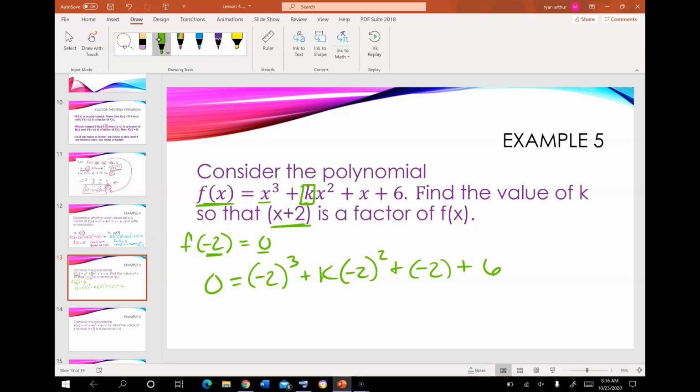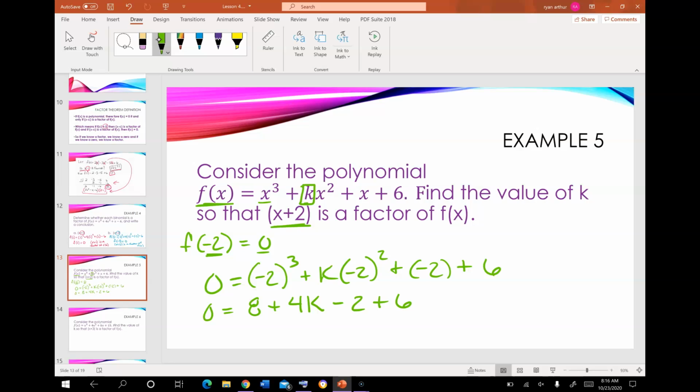Okay? And now you're going to solve just like you were in Math 1 again. So -2 cubed, you can use Desmos if you want to, or your handheld calculator if you got one. So -2 cubed is 8. -2 squared is 4, so I'm going to say 4k. Plus minus, that just means a -2, and then plus 6.